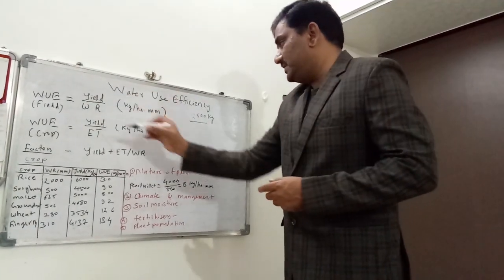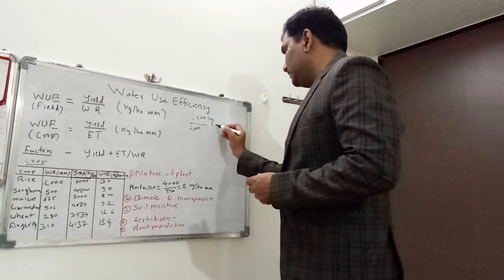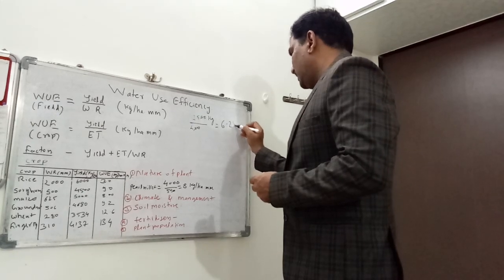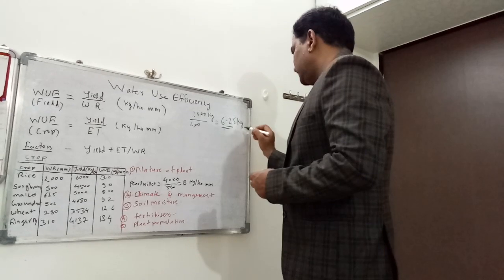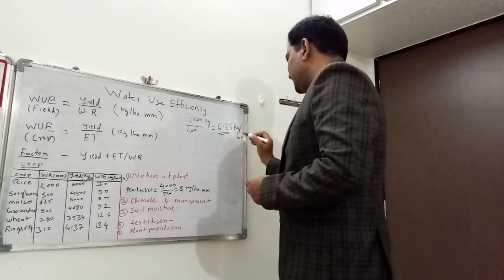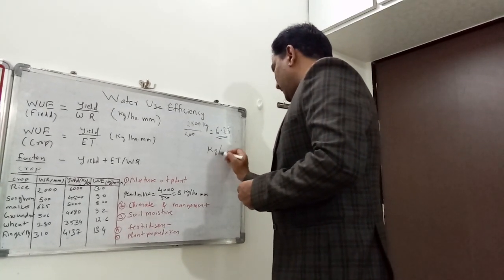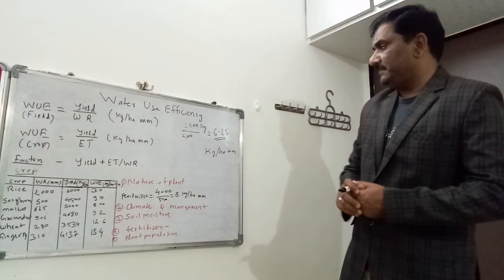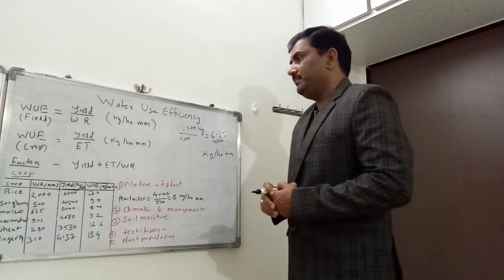So here suppose it is 400 mm, then we get around 6.25 kg per hectare per mm. The unit will be kg per hectare per mm. It means we here consider the marketable yield relative to the water delivered for the crop growth.